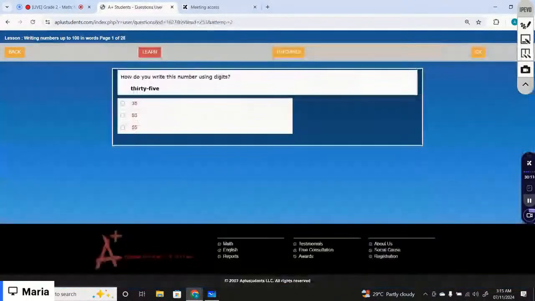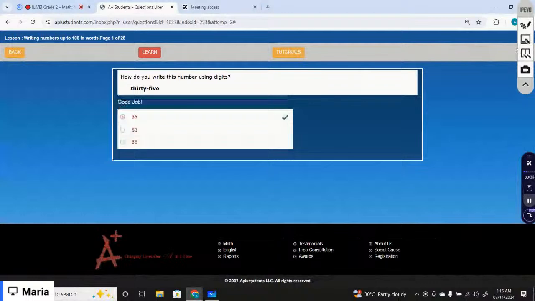How do you write this number using digits? 35. You need to write it using digits. So which is the correct option? 35, right? That is 3 and 5. 5 is at the ones place and 3 is at the tens. So the correct option is option number 1.